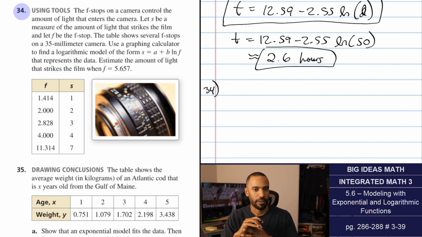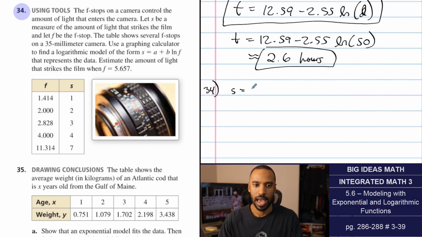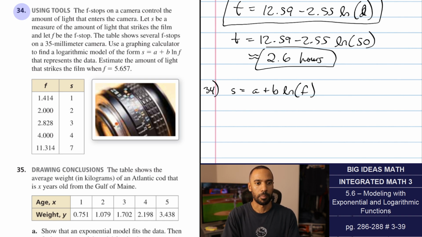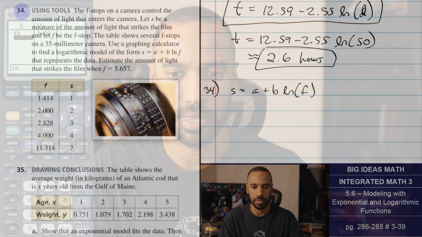Use a graphing calculator to find a logarithmic model, still natural log, of the form S equals A plus B times the natural log of F, that represents the data. Estimate the amount of light that strikes the film when F equals 5.657. So nothing different from 33, guys. We're just going to do the same stuff over again. I'm not going to copy the data or the table, I just got to type in the numbers. So for x, we have 1.414, 2.000, 2.828, 4.000, and 11.314.